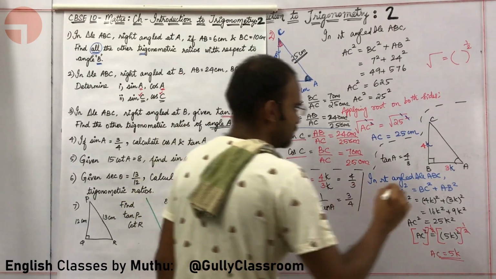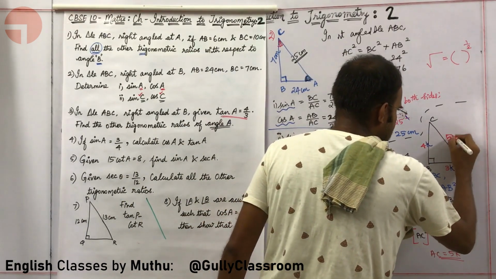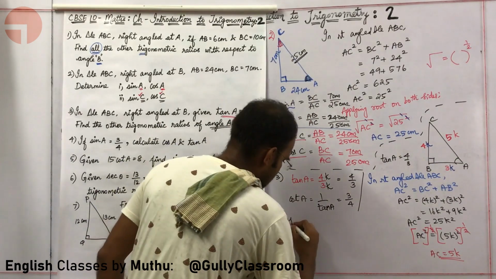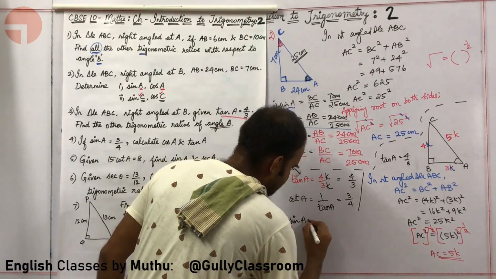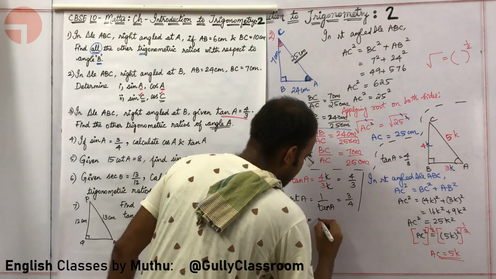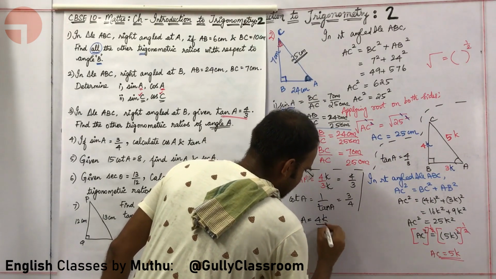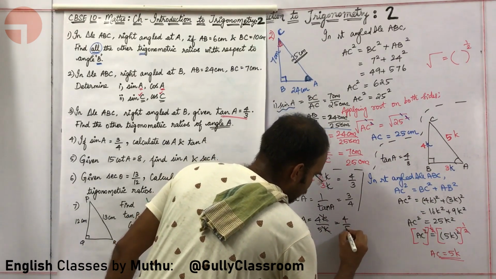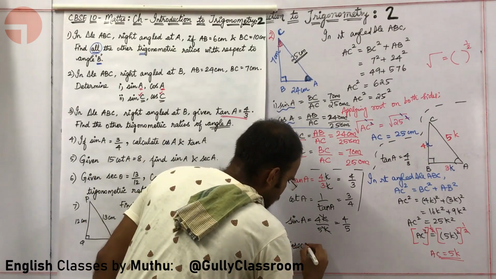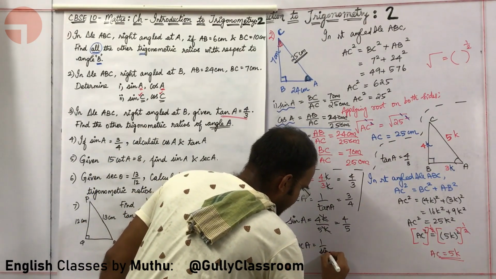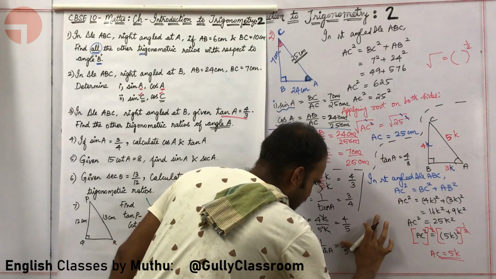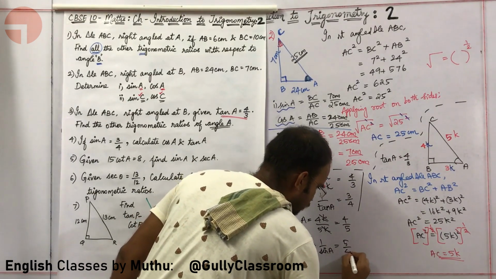Okay, sir. I am comfortable. Let us put it over here. AC is equal to 5k. Now, let us find the other trigonometric ratios like sin A. What is sin A? Sin A is opposite side by hypotenuse. So, 4k by 5k. If I cancel k and k, the answer is 4 by 5. What is the reciprocal of sin? Cosecant, which is nothing but 1 by sin A. If I take reciprocal of sin, I will simply get 5 by 4.